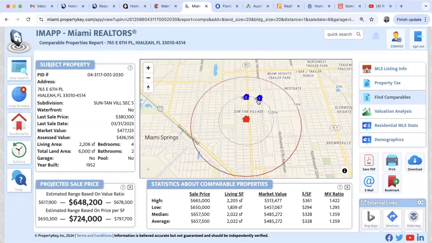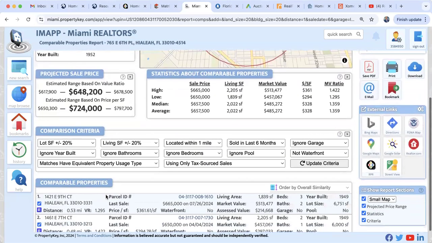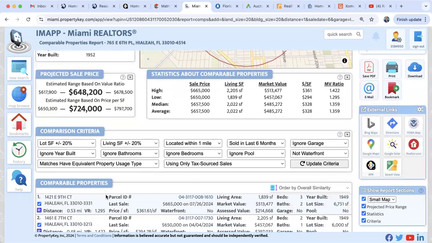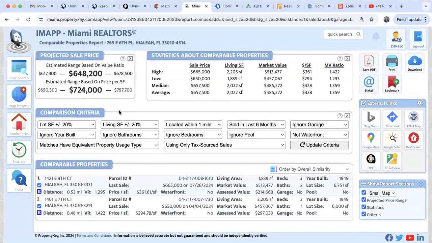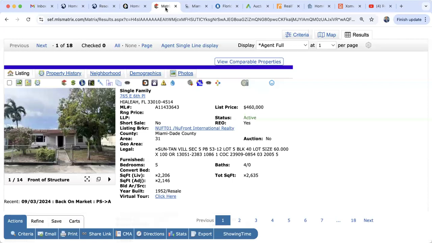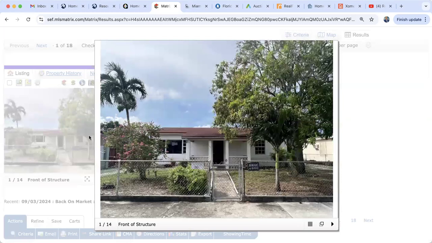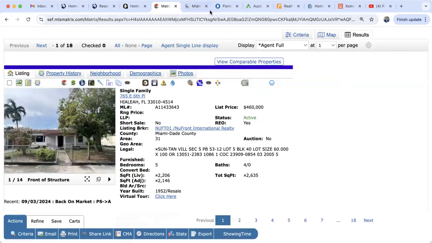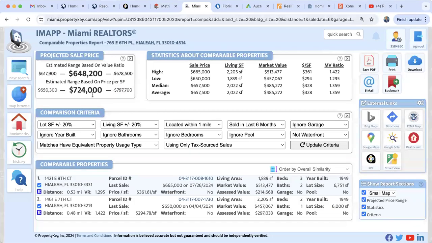So it's just above half a mile, and that one is going to now increase the value of my home to $724,000, with a low of $650,000 and a high of $797,000. So you see, we're finding comps that indicate that if we purchase this property at $460,000 and we renovate it and make it top selling condition, we may be able to sell it for 700, 720, 750, who knows. So we're going to analyze this property.